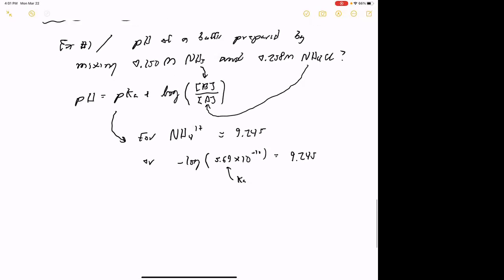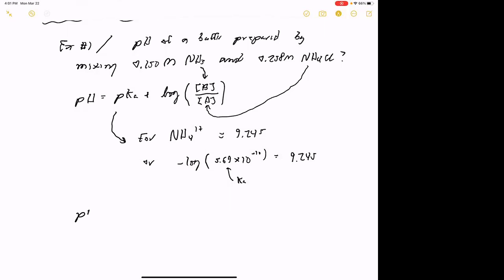Now keep in mind, this is where I'm actually using this as applied to a base buffer. Okay, so what I can now do is go ahead and make my substitution. So pH is the pKa, 9.245, plus the base 10 log of the base part, which is the ammonia, 0.150 molar, divided by the acid part, which is 0.258 molar.